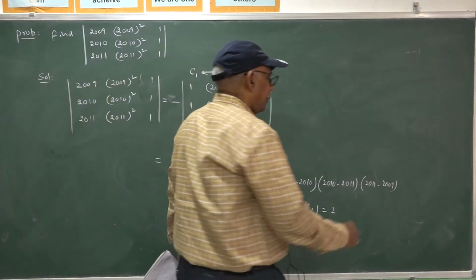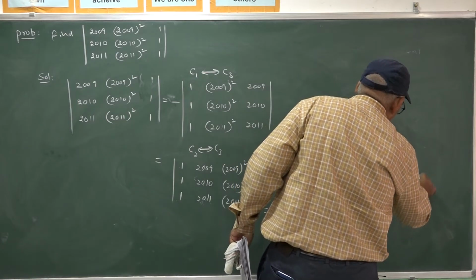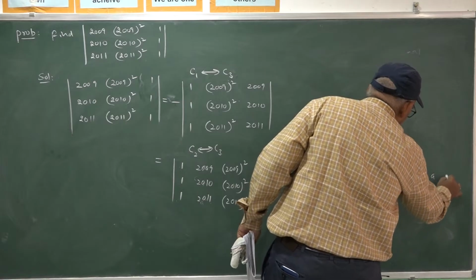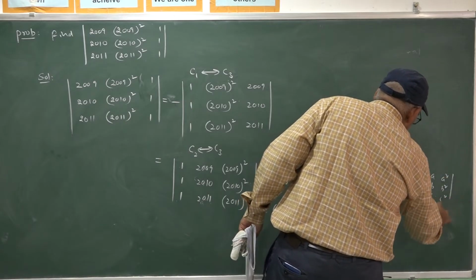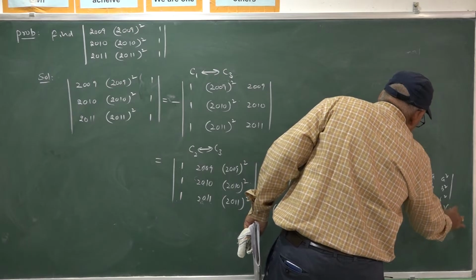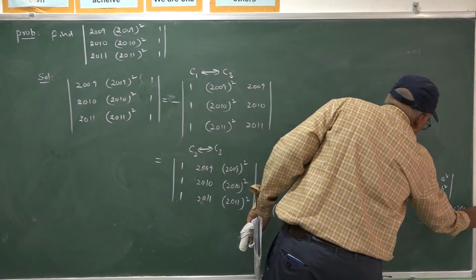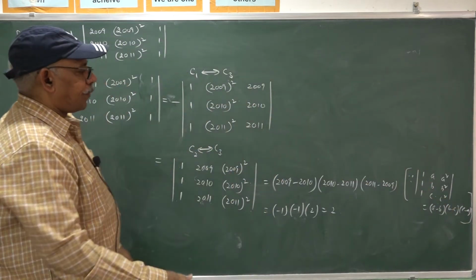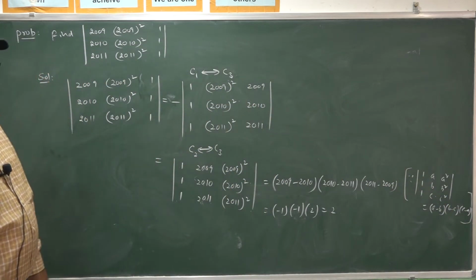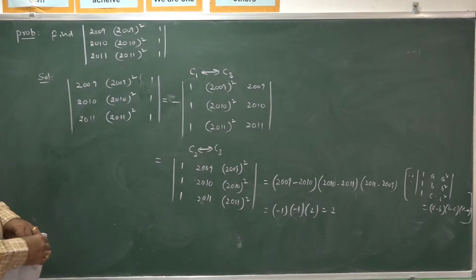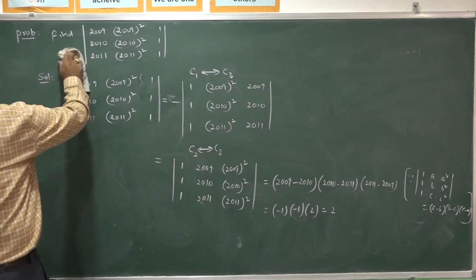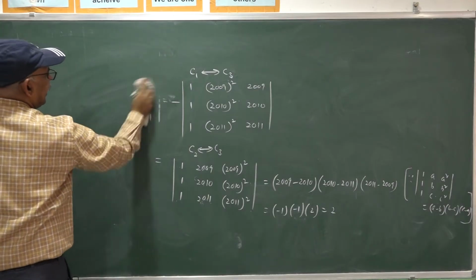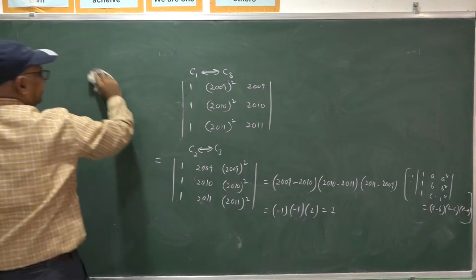Since the determinant is of the form 1, 1, 1, A, B, C, A square, B square, C square, its value is A minus B, B minus C, C minus A. Just use this determinant as a formula and you can evaluate the required determinant. Like that, you can use the standard determinants as formulas.